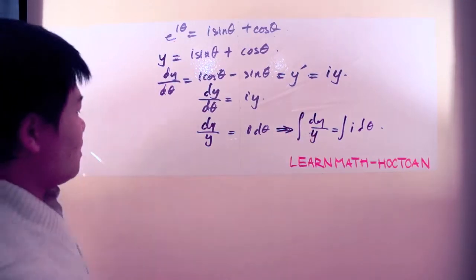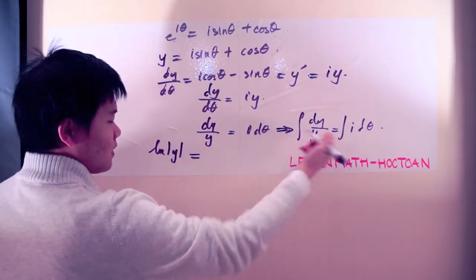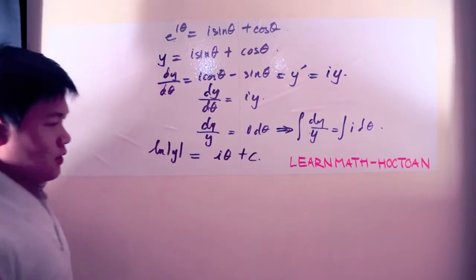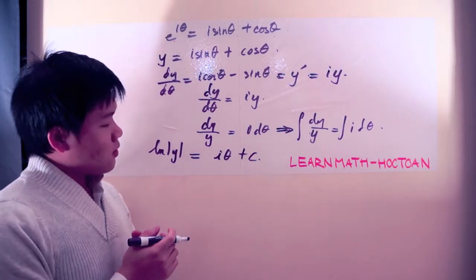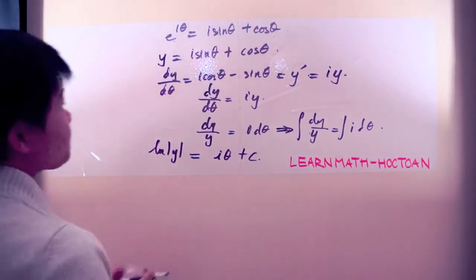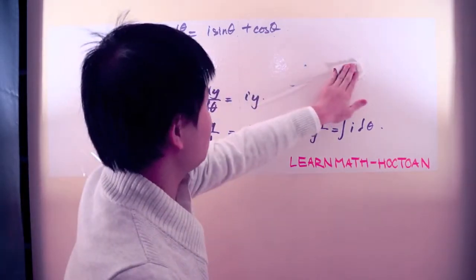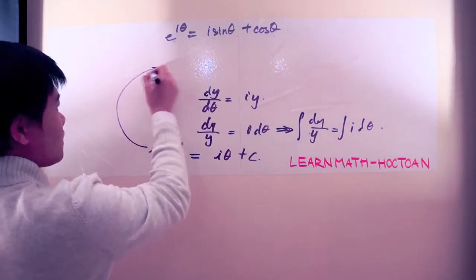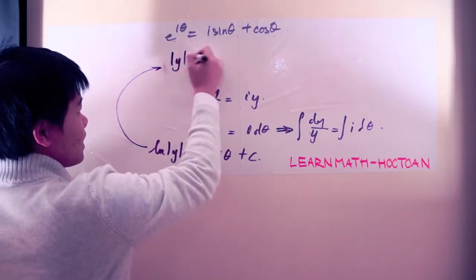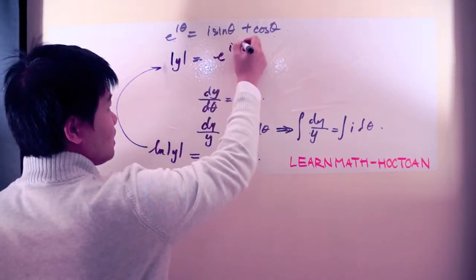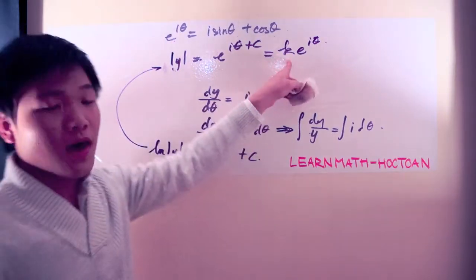So this appears to be ln of the absolute value of y equals i theta plus c. In order to figure out y, we probably exponentiate both sides with base e. So let's try that and see what happens. We would have the absolute value of y equal to e to the i theta plus c. We can say that's some k times e to the i theta, because k can be anything. It is a constant.